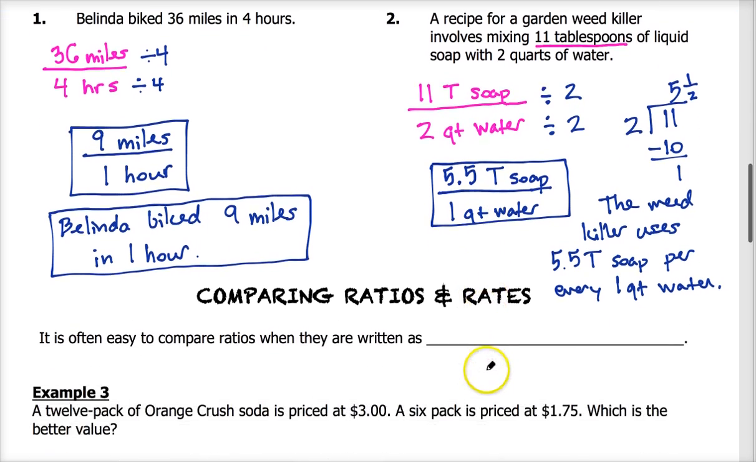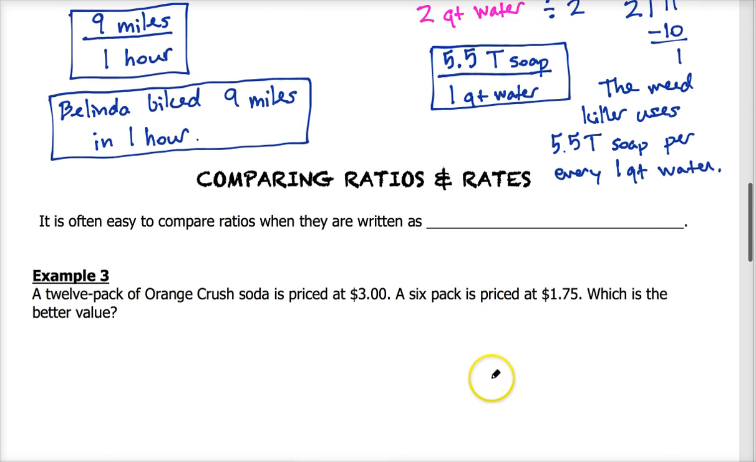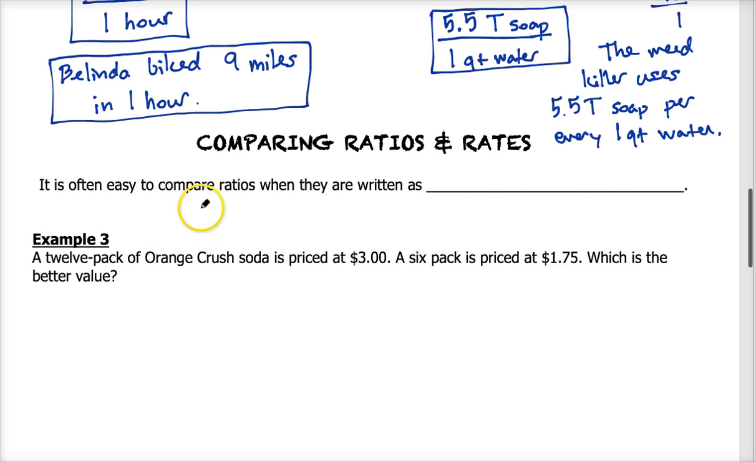Okay, the last thing we're going to talk about in this video is how to compare ratios and rates. It is often easiest to compare ratios when they are written as decimals. A lot of times when we're comparing ratios and rates, we deal with money, and so decimals are very easy to compare. Sometimes we'll compare ratios and rates when they're in fraction format, but when they're in fraction format, you really need to have common denominators to compare two fractions. So more often than not, we'll try making our ratios and rates decimals to compare them. So here's an example of that.